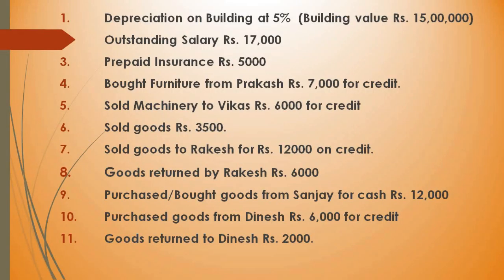The next entry is goods returned by Rakesh, rupees 6,000. Goods returned by Rakesh, so it is nothing but sales returns. Whatever we have sold, he is returning back. So it is sales returns and Rakesh account. And this you're going to enter in credit note voucher. Sales returns are entered in credit note voucher.